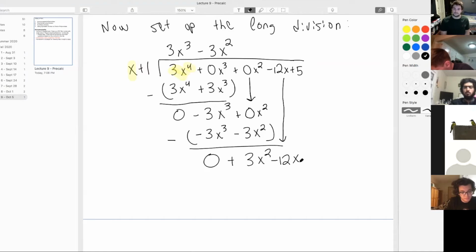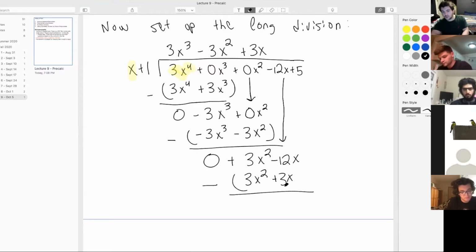And repeat. So x multiplied by what is 3x squared? That's just 3x. Okay, x multiplied by 3x will give me 3x squared. And now just multiply each term of x plus 1 by this 3x. So x multiplied by 3x is 3x squared, and 1 multiplied by 3x is just 3x. Okay, good. Subtract, put that inside parentheses.